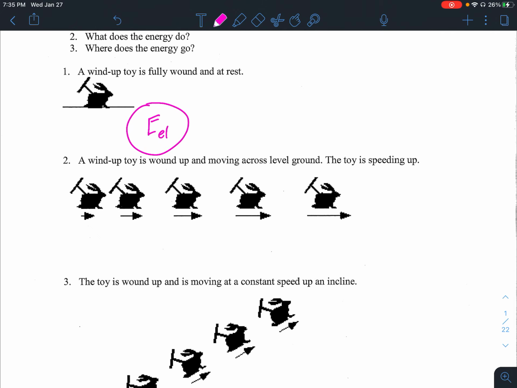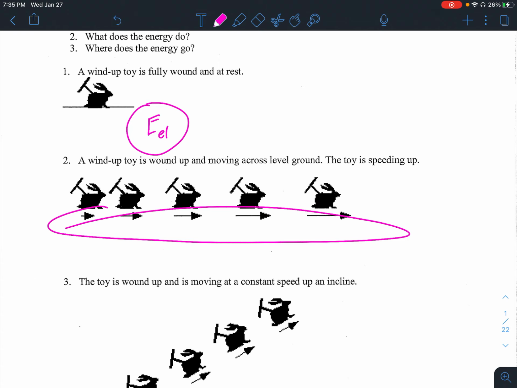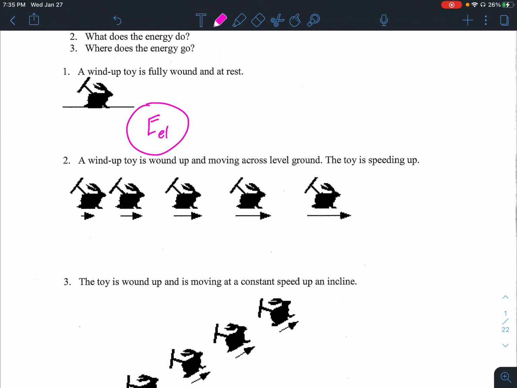Two, the wind-up toy is wound up and moving across the ground. So these vectors down here, these are velocity vectors. So we know that it's going faster and faster and faster. It's accelerating. So in the beginning, it's wound up. Has mostly elastic potential energy.